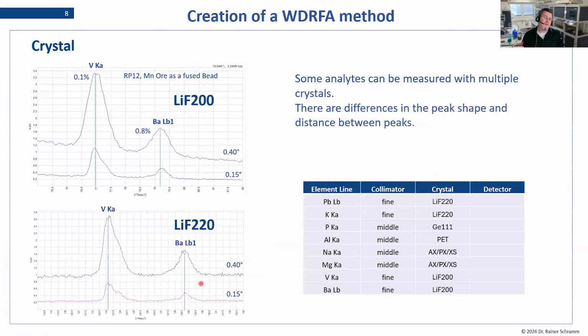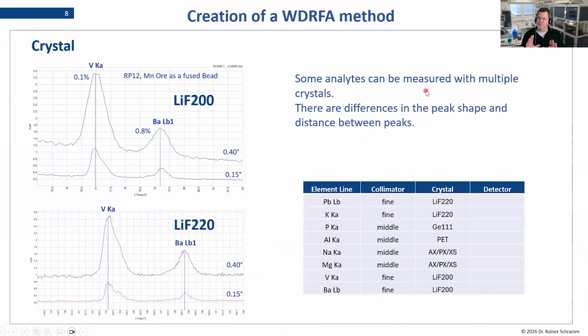So what's the effect of the crystal? We have an example here. Again, we have the same lines as before, the vanadium K alpha and the barium line that were mentioned. In this case, we took one sample and we measured it with the LIF 200 and then the LIF 220.